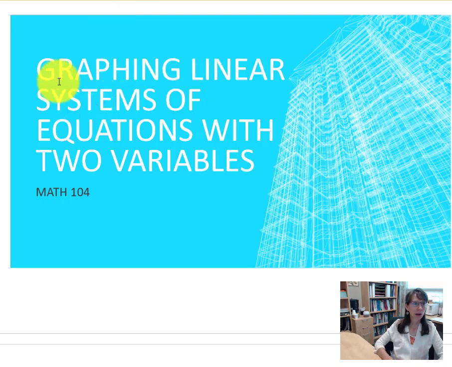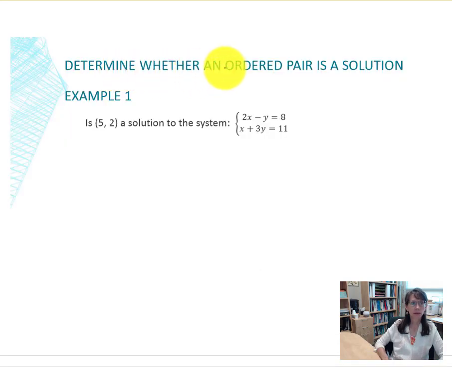In this video, we'll talk about graphing linear systems of equations with two variables. We're going to determine whether an ordered pair is a solution to start with. So here we have the ordered pair (5, 2), and we want to know if this ordered pair is a solution to the system. Well, first of all, a system contains two linear equations at the same time. It's possible to have systems that include more than two, but we need to have at least two linear equations.